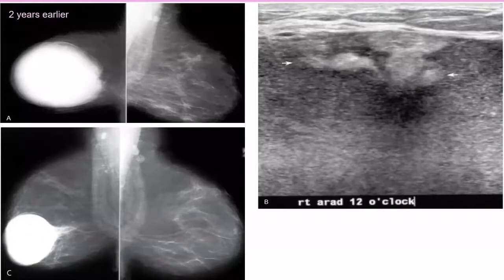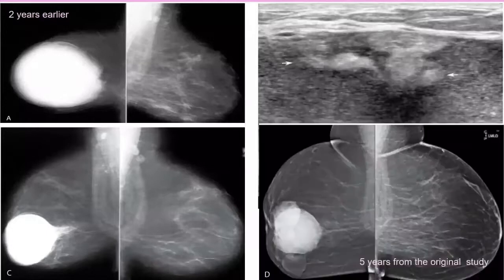I see a fat particle within the ultrasound occupying the upper part of the cystic or cyst-like lesion. This is 5 years later from the original study. It gets smaller in size and less dense. Even the density gets less.